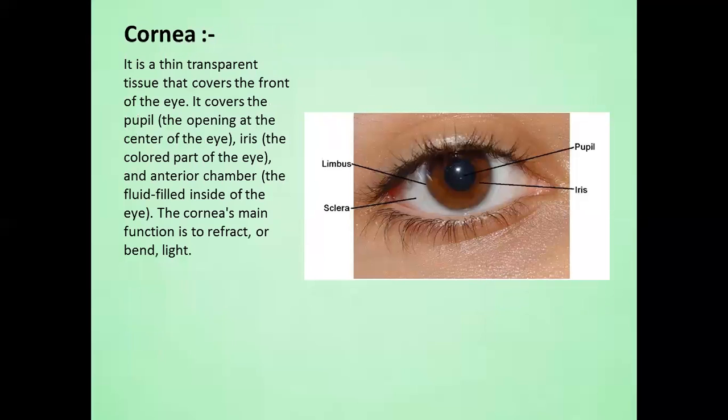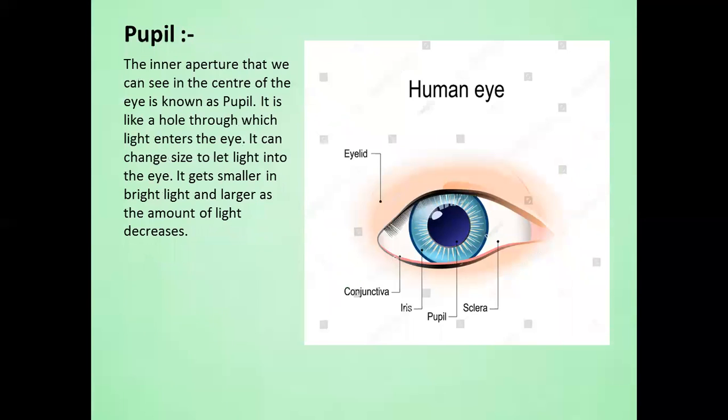Cornea. What is the cornea? It is a thin transparent tissue that covers the front of the eye. It covers the pupil, iris, and anterior chamber. The cornea's main function is to refract or bend light.